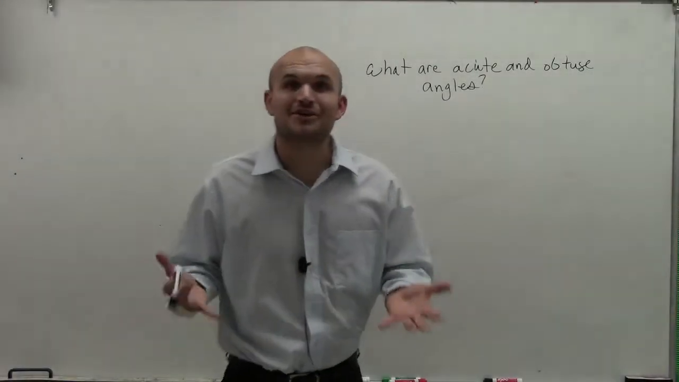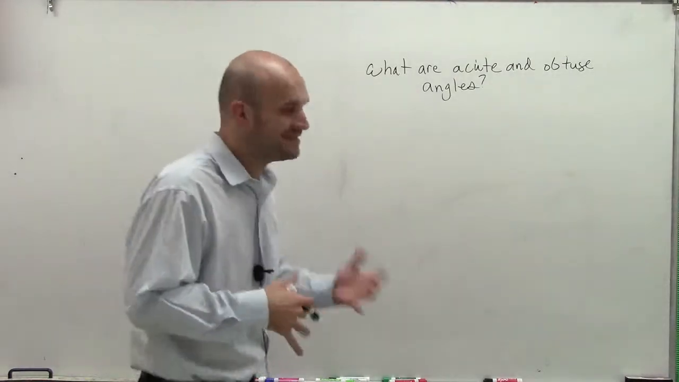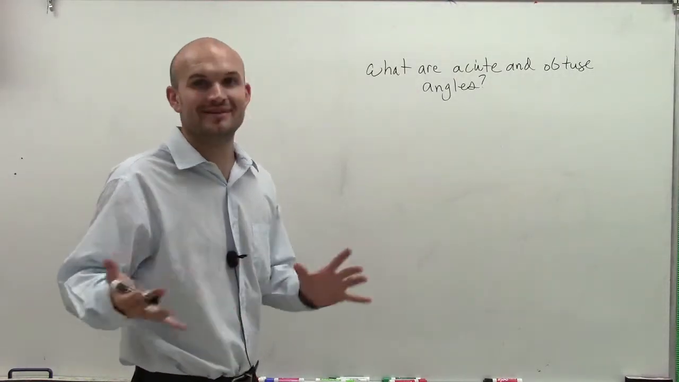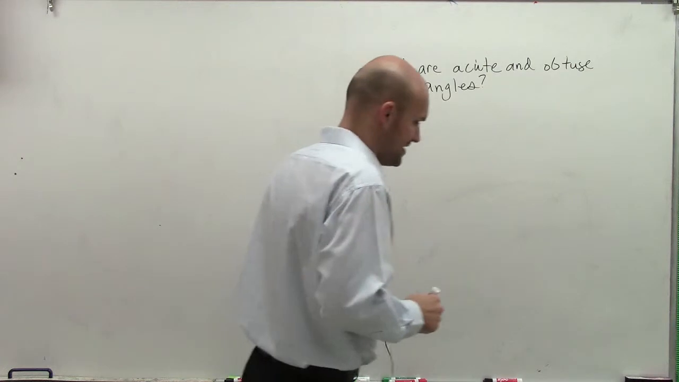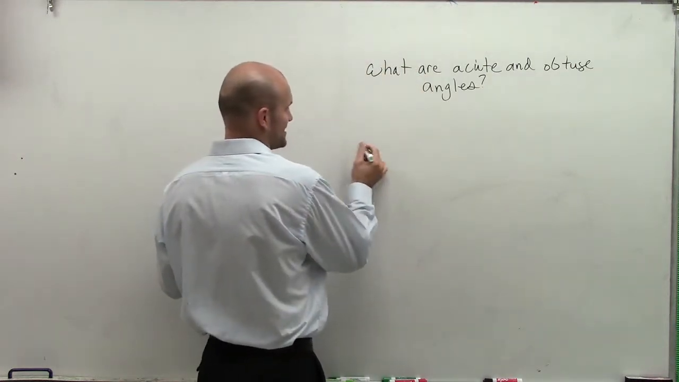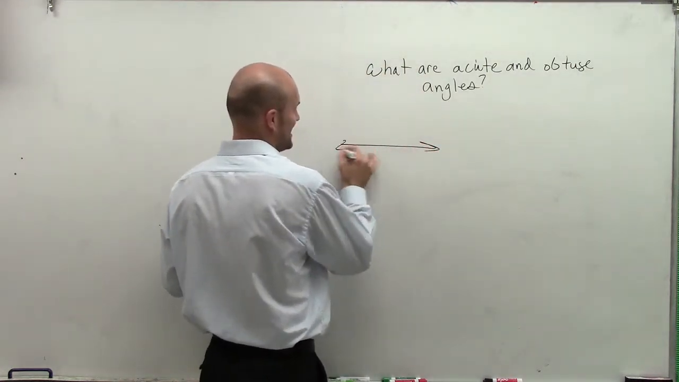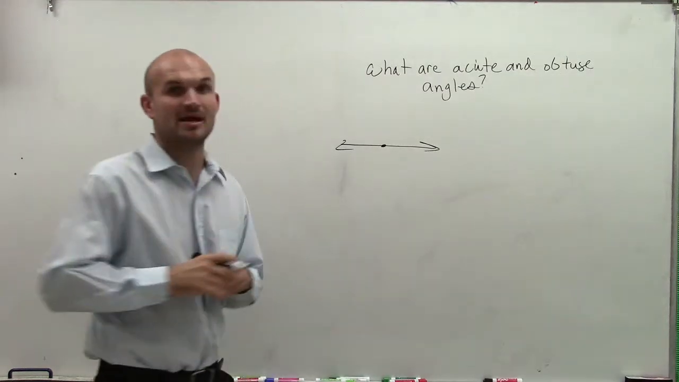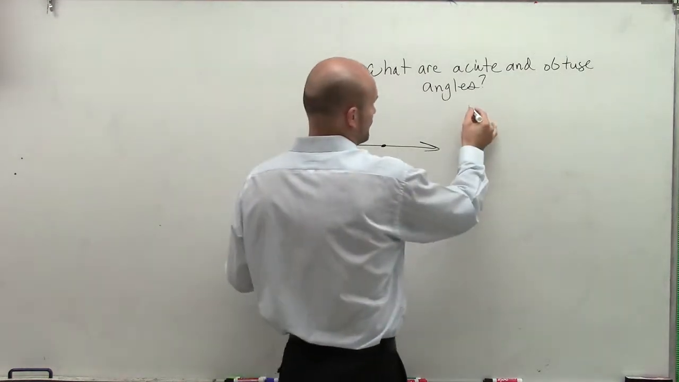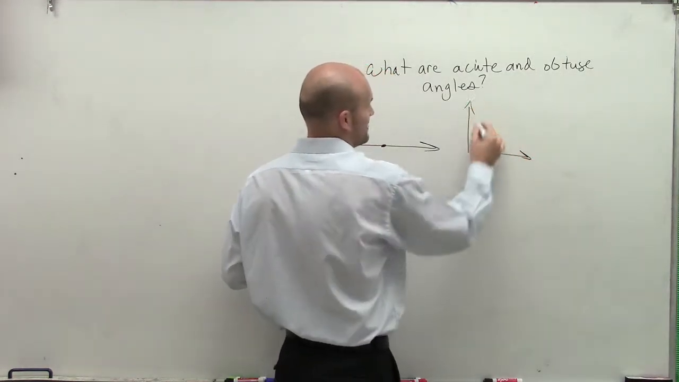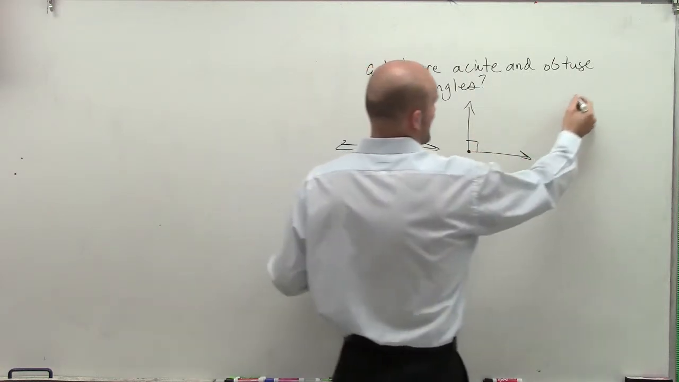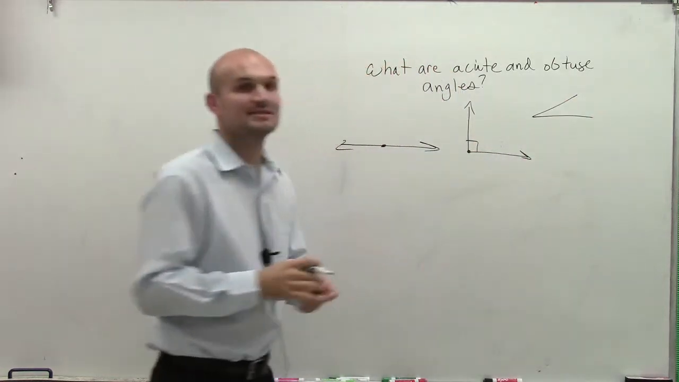All right, so what are acute and obtuse angles? Well, let's go back and remember where we even came up with acute and obtuse angles, right? Remember, there's a couple different types, and actually I'm even going to talk about them. We had straight angles, two rays that made up a straight line. Then we had a right angle, one that had a 90-degree measure. Then we had acute, that were between 0 and 90.